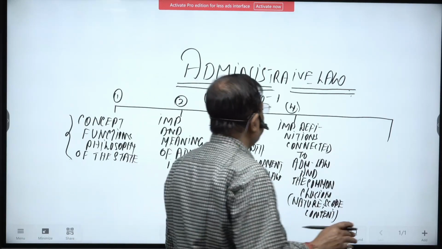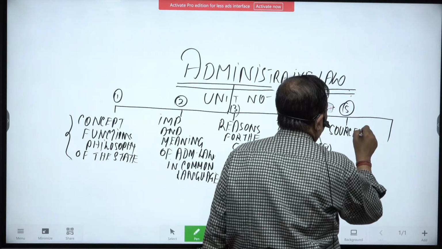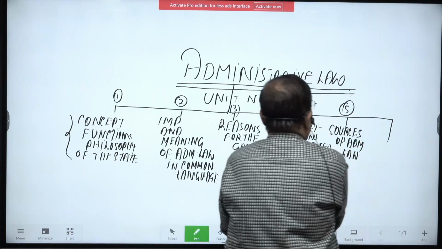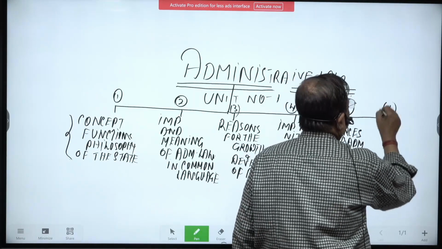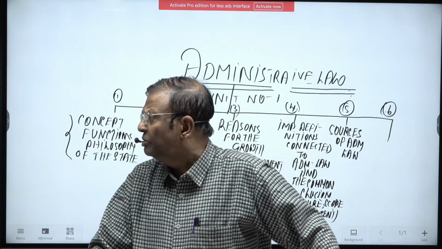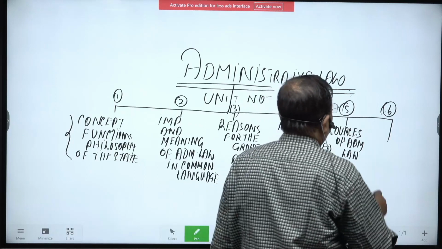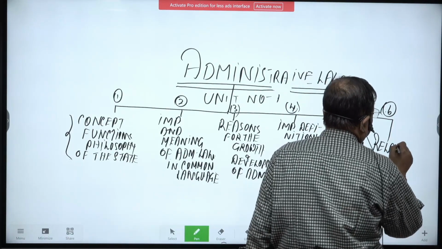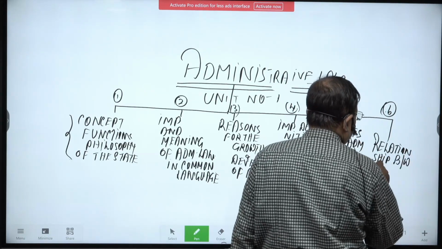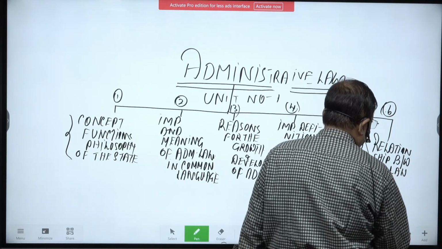The fifth item is related to the sources of admin law. And the last subject matter under this unit is the relationship between admin law and constitutional law.